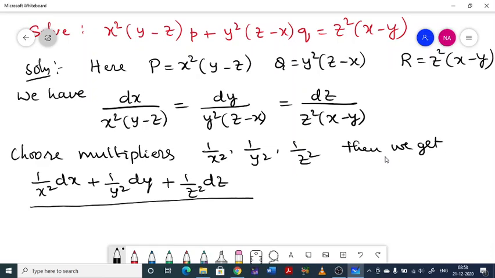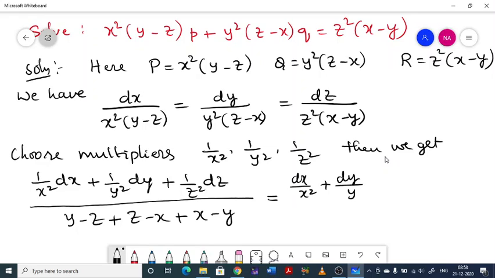1 by x square, x square cancels, you get y minus z. Simply I'll write terms after multiplying multipliers. So what do you get? x minus y. That is, dx by x square plus dy by y square plus dz by z square divided by 0.